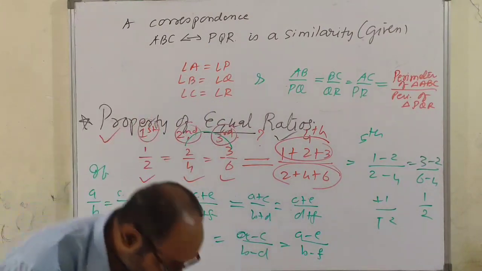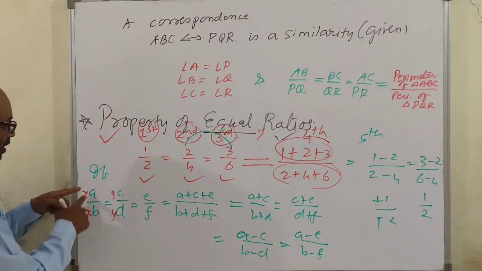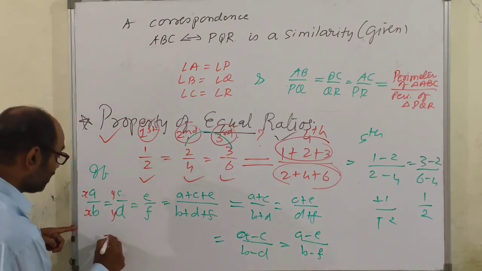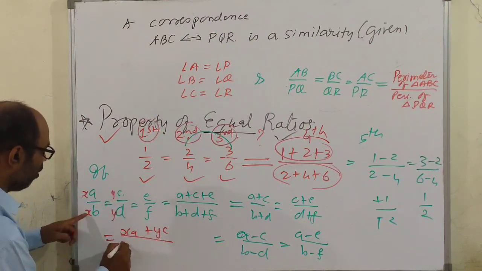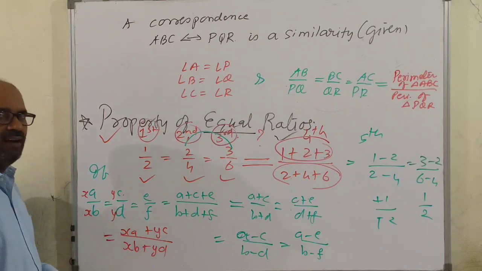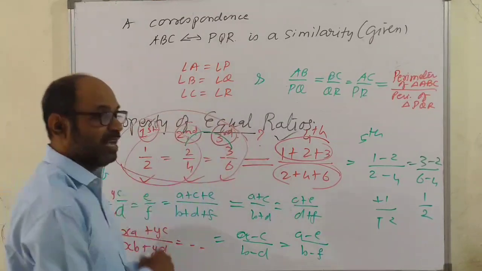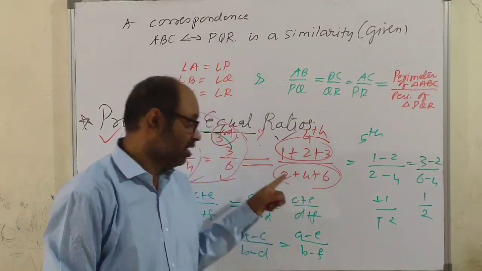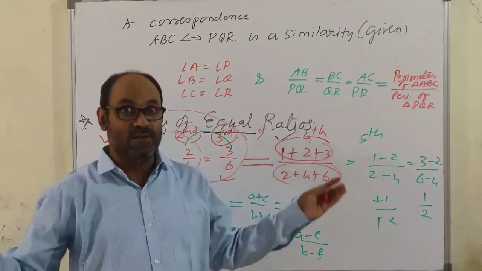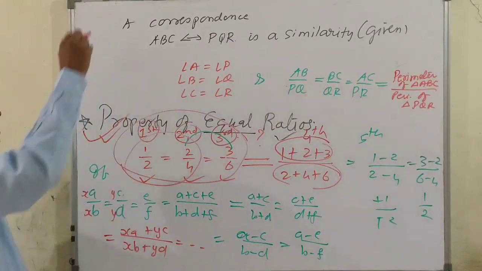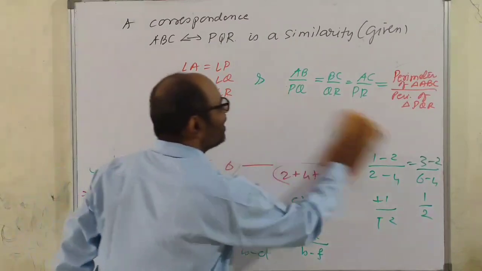Children, if I multiply and divide by X and this by Y, then this ratio is equal to XA plus YC, numerator, upon XB plus YD. So if two ratios are equal or three ratios are equal, then those equal ratios will give you fourth equal ratio, fifth equal ratio, sixth equal ratio, seventh equal ratio, infinite equal ratios. And that is the property of equal ratios. Are you getting me? Chaliye.